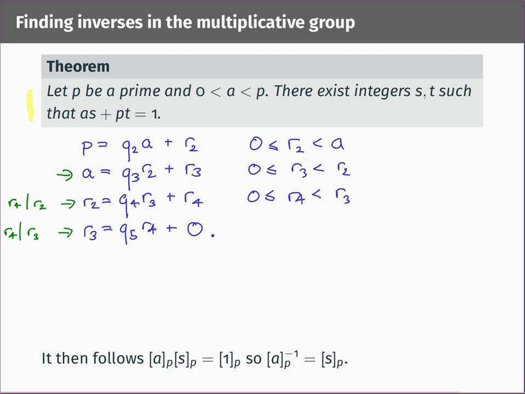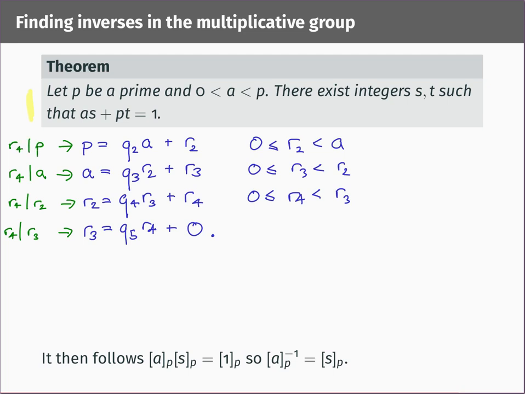Okay, take this one step further up. R4 divides R3, and it divides R2. So every term on the right-hand side is a multiple of R4. So R4 also divides the left-hand side, which is A. Okay, one final step then. R4 divides R2, and it divides A, so it divides everything on the right-hand side of the equation. So it divides the left-hand side too, and R4 divides P.